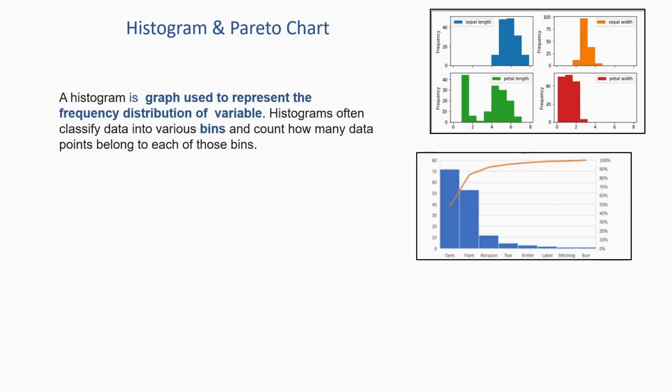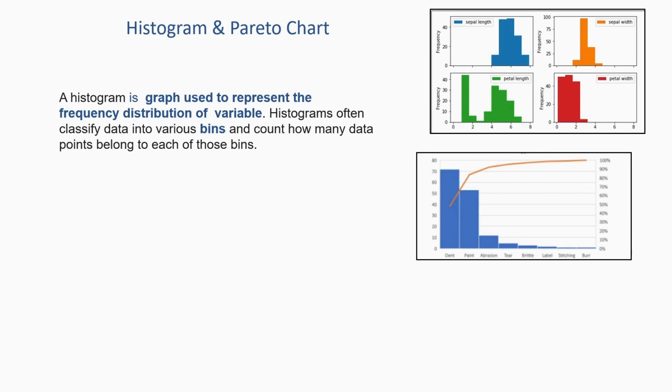A histogram is a graph that is used to represent the frequency distribution of a variable. Remember, a histogram often classifies the data into various bins. Let's say you have student scores data. In student scores, you want to know how many people got more than 75 or how many got less than 40 marks. Using a histogram, you can visualize this. You can specify the number of bins and the range of the bins also, and each bin counts how many data points belong to it.